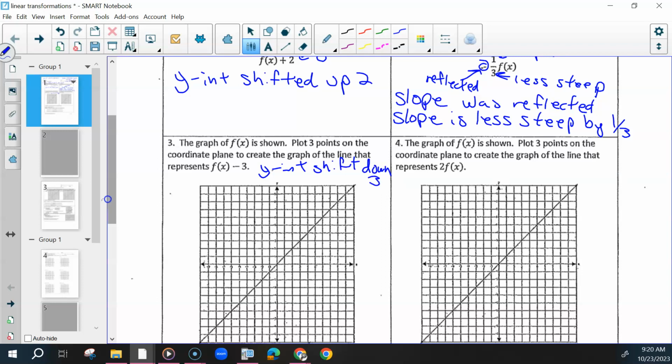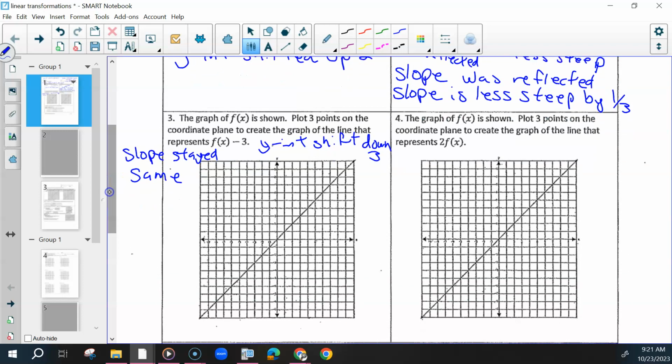So the y-intercept shifts down 3. Is the slope changing? No. So we need to say that the slope stayed the same. We should actually go back and do that for the other ones, but we'll do that in a second. So get in the habit of describing both what your y-intercept is doing and what your slope is doing for every problem.